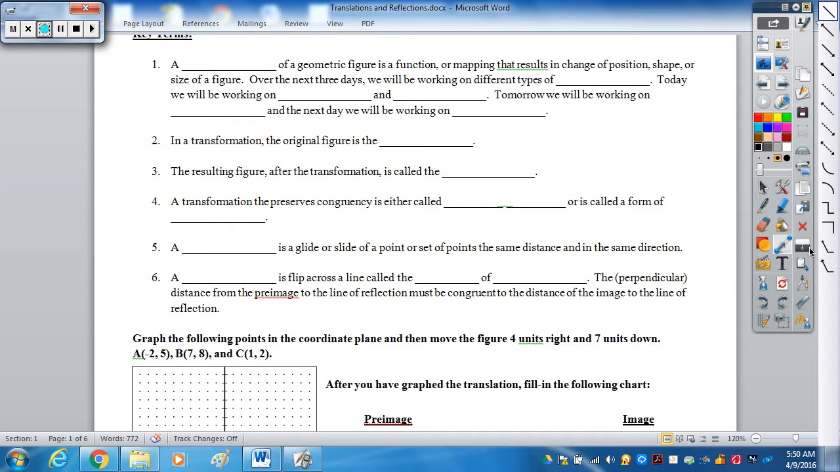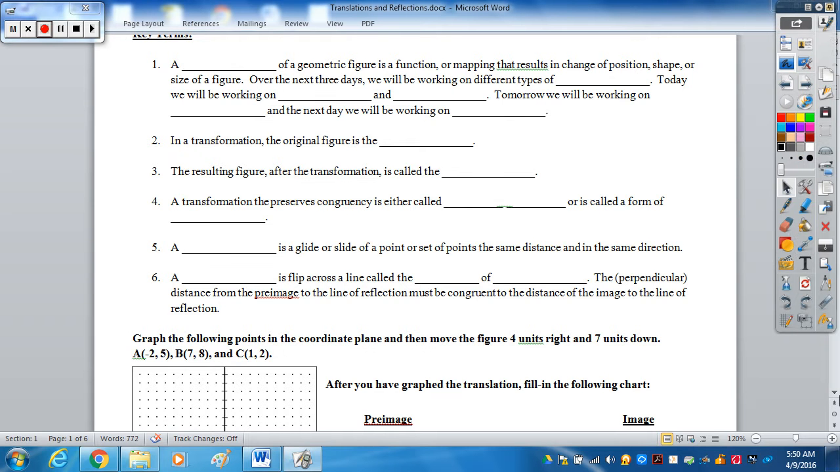All right, so here's what we're going to do. We're going to start with translations, and we're going to move to reflections. And I think you're going to find translations very, very simple. So in looking at, let's see if I can get this off.